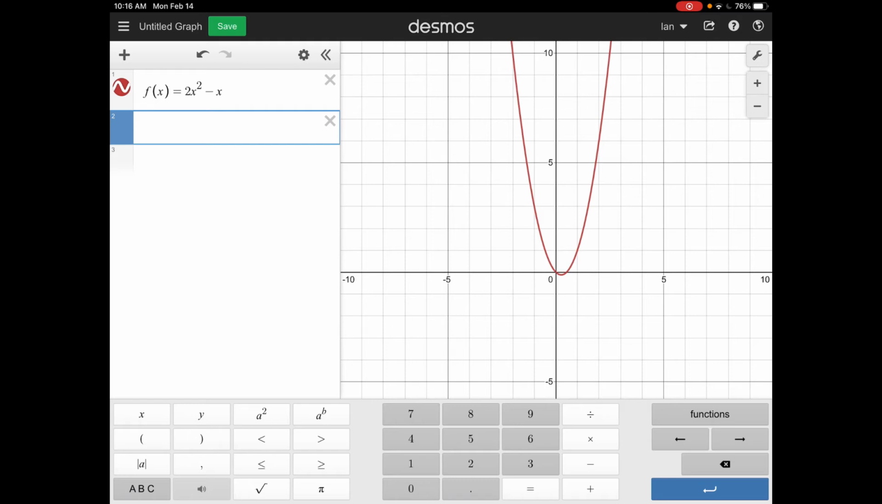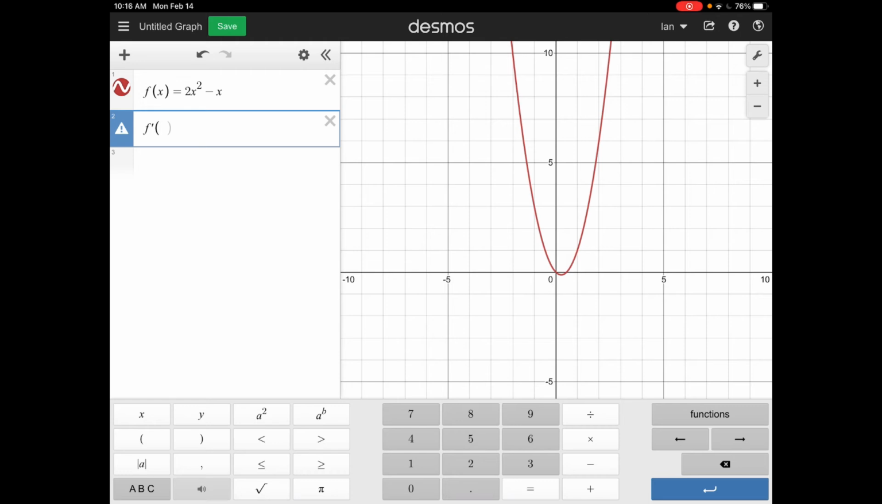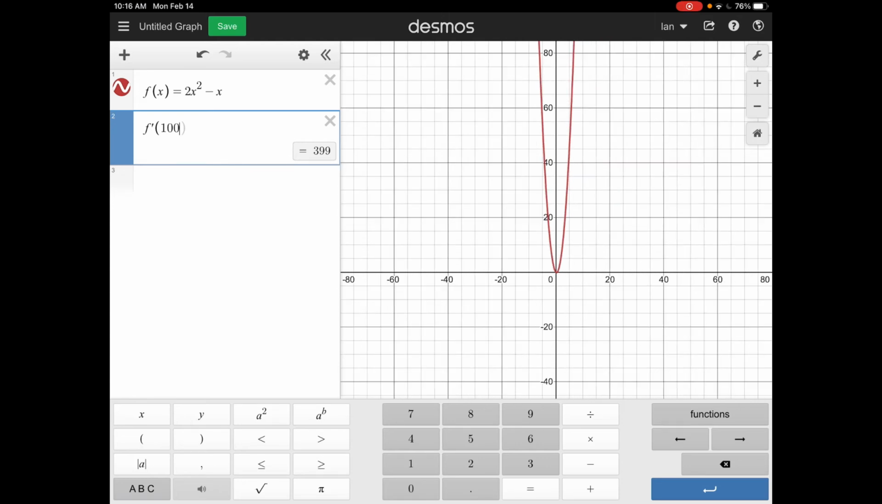There's f of x. And on Desmos, I can just type in f. I'm on the keyboard here, and in the bottom right, if I press Shift, I get the prime button. So I'm going to ask it for f prime of 100. And it's going to tell me the slope there is 399. And if I zoom out, I can imagine, yeah, at x equals 100, it's real steep.